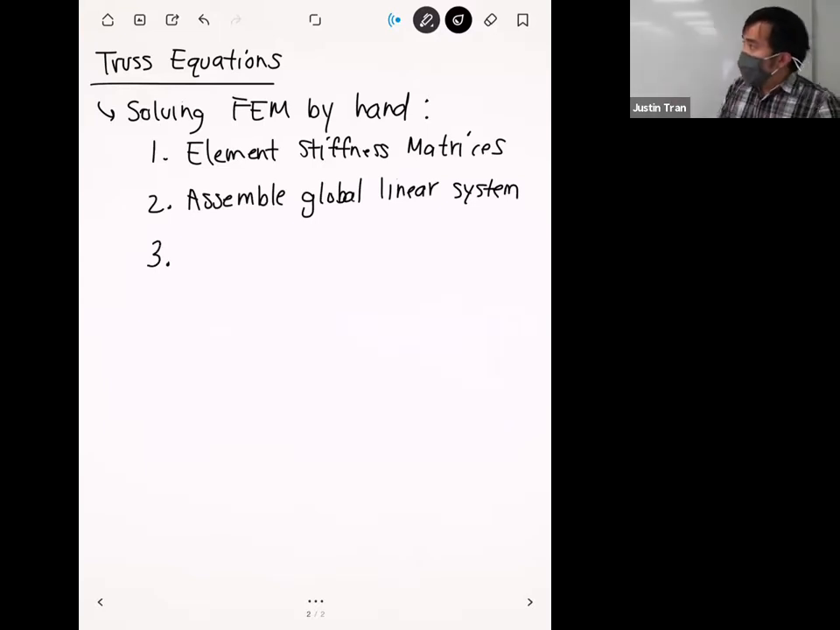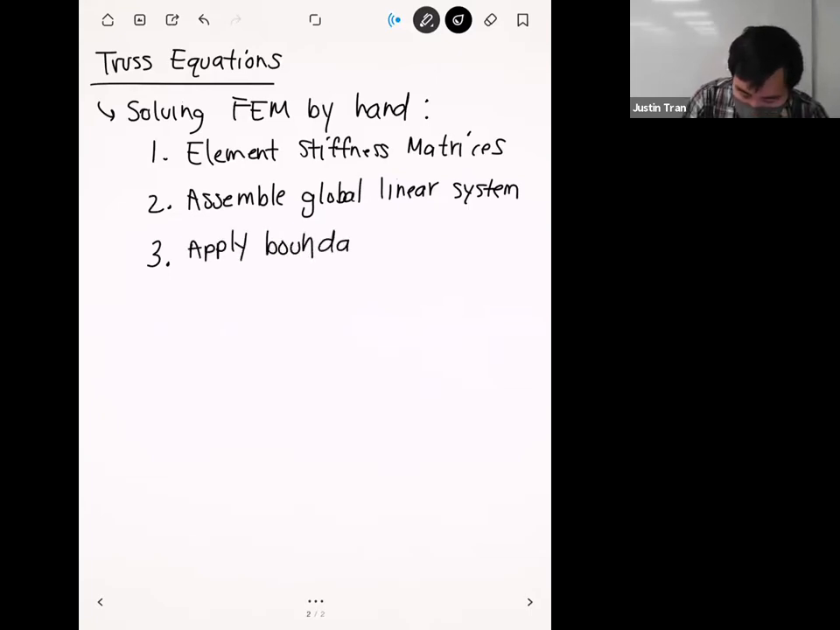Once you have your global linear system, remember that's basically one big matrix set of equations that you can solve for all of the unknowns in the system. But before you solve it, you would have to apply boundary conditions. And we talked about how constraint type boundary conditions and load type boundary conditions affect the linear system differently. Because without the boundary conditions, the linear system is unsolvable.